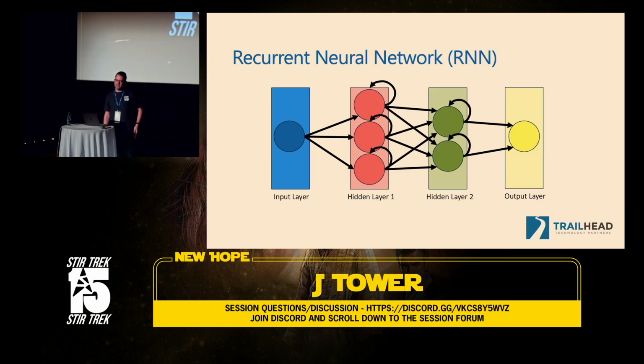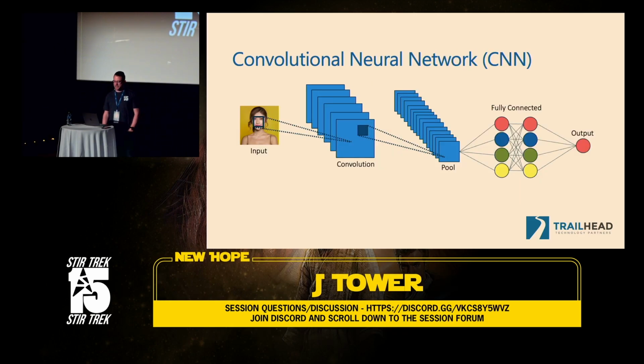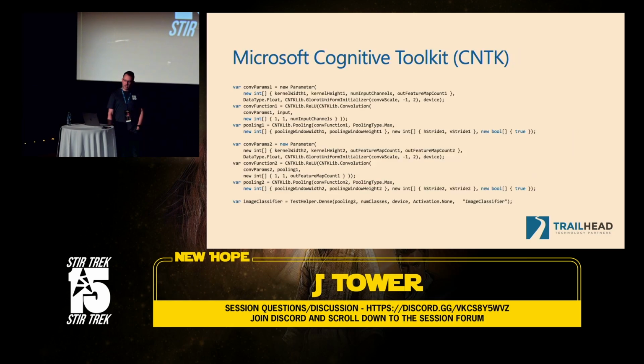Just basically adds the ability for the nodes to go back to themselves. And a convolutional neural network is quite a bit more complicated than either of those. These are really good at things where there's two-dimensional data or grids of data that you're trying to process. Images and videos are good examples of what this is good at. And you can basically build your own.